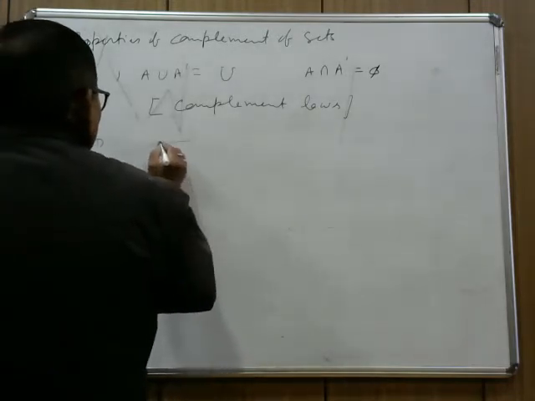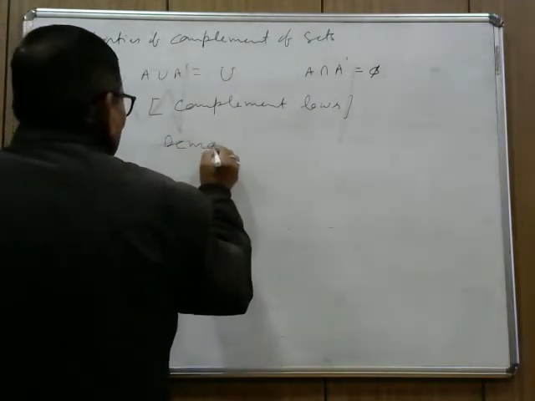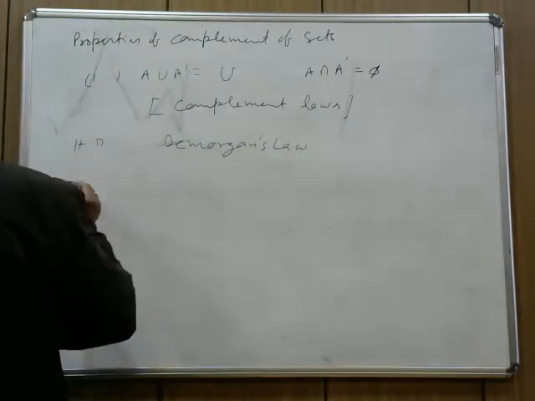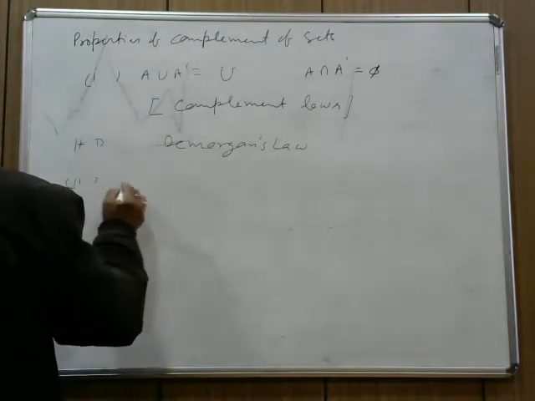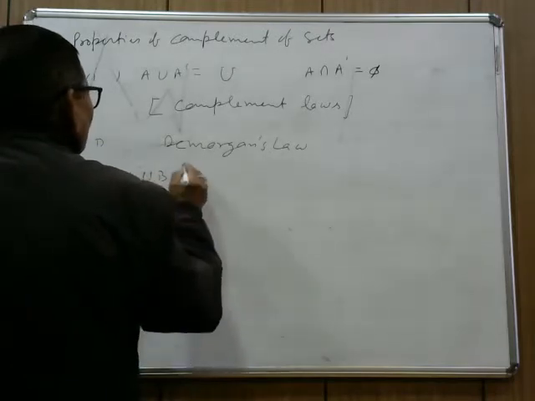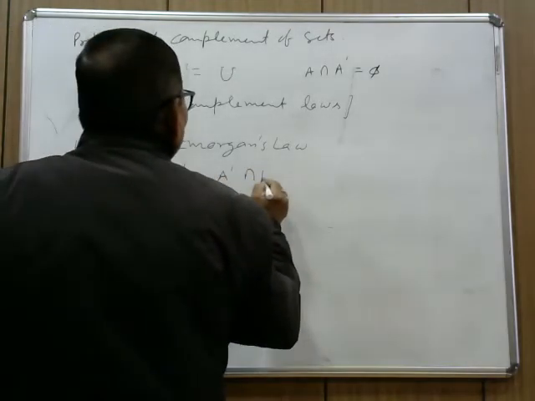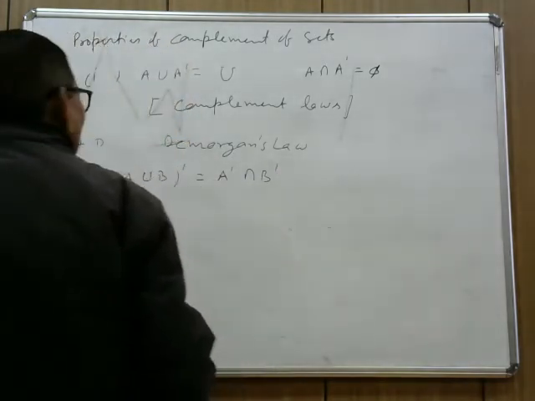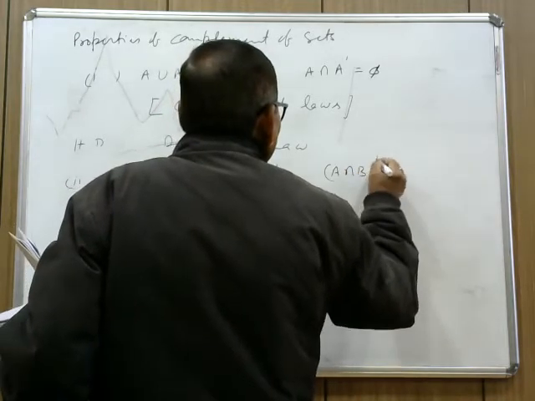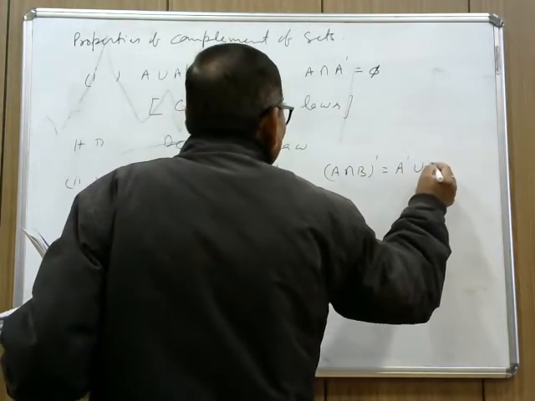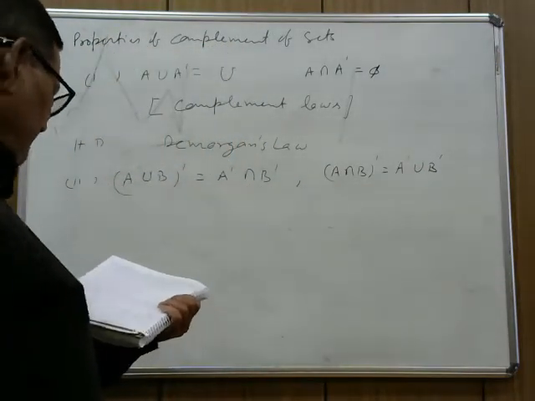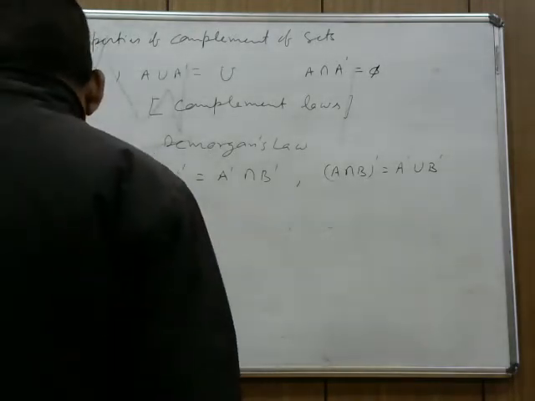Now, second. In this we are taking De Morgan's law. In De Morgan's law, what we are doing: (A union B) complement is A complement intersection B complement, and (A intersection B) complement equals A complement union B complement. Union and intersection are changed. This is called De Morgan's law.